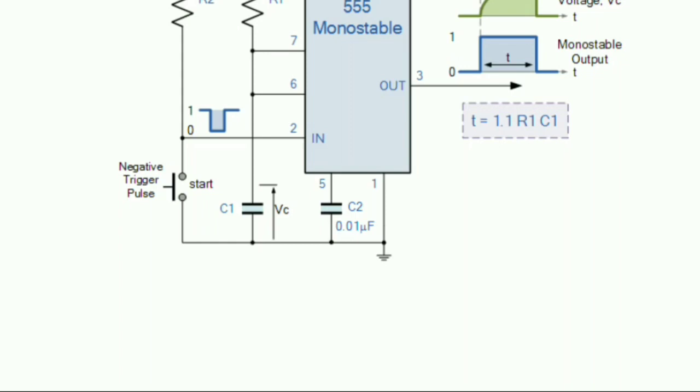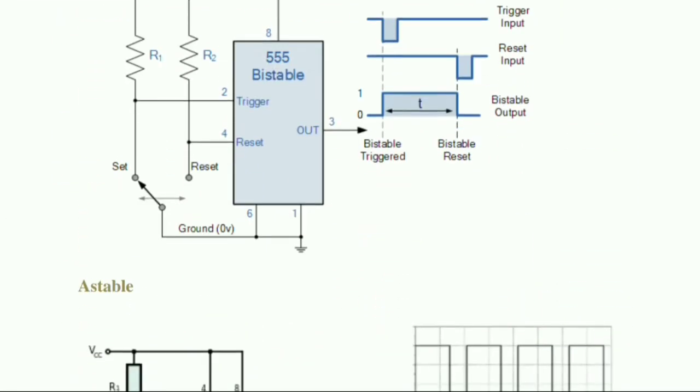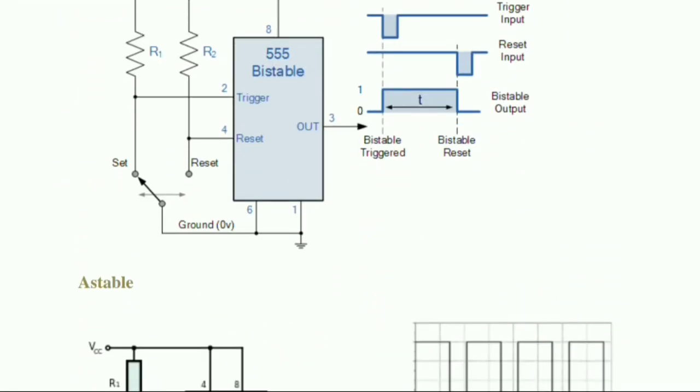Okay, and from this voltage divider, the voltages you may get are 1/3 VCC or 2/3 VCC. So this is about the monostable. Now we are coming to the bistable. Here in the bistable, we provide 2 inputs: a trigger input and a reset input.